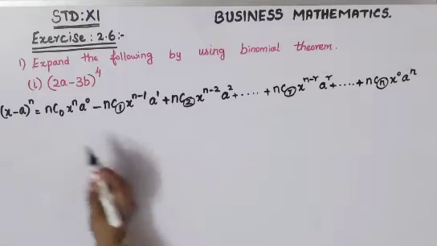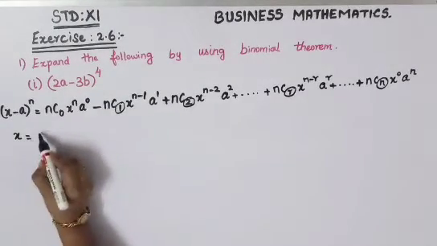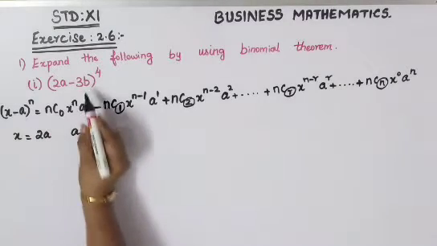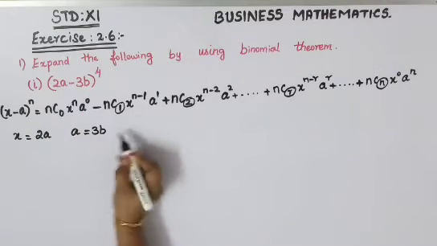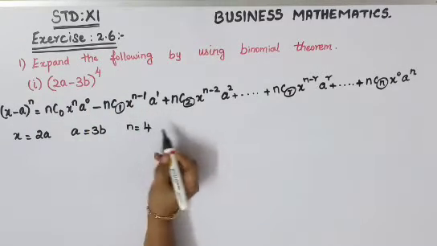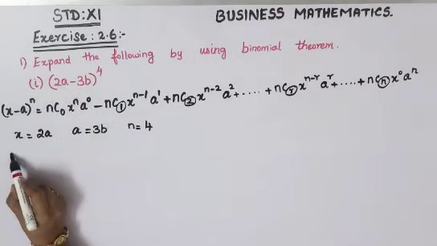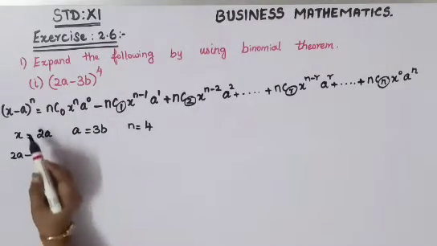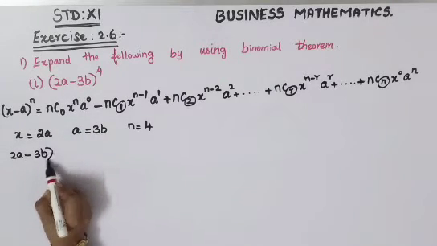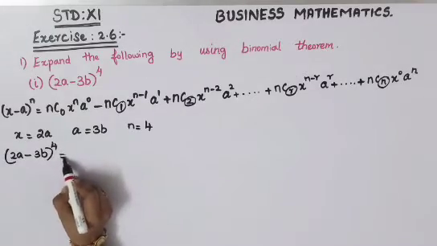Okay, so now we'll just substitute it here. Here your x is equal to 2a, and in the place of a you have got 3b, then in the place of n we have got 4. So now just substitute in this formula. In the place of x we have got 2a, so (2a minus 3b) the whole power 4, which is equal to, that will be your question.